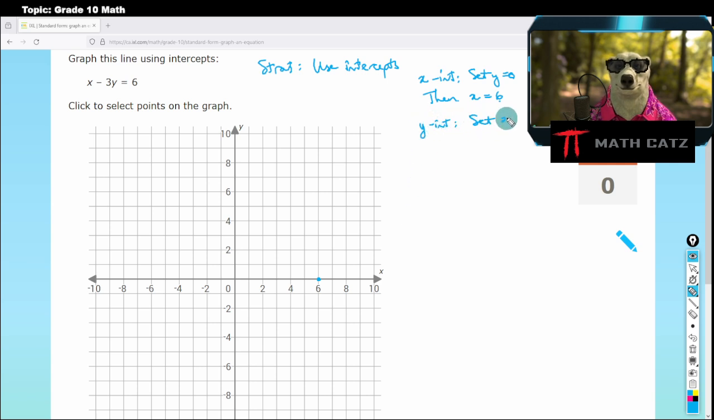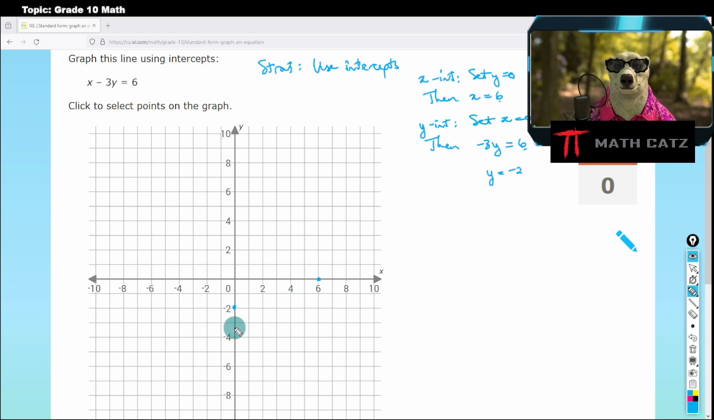Now I set x equal to 0. And then I get the equation to solve is negative 3y equals 6. I set x equal to 0. That means that whole thing is gone, that whole term. And so y is negative 2 because I divide both sides by negative 3. So my other point therefore sits over there.